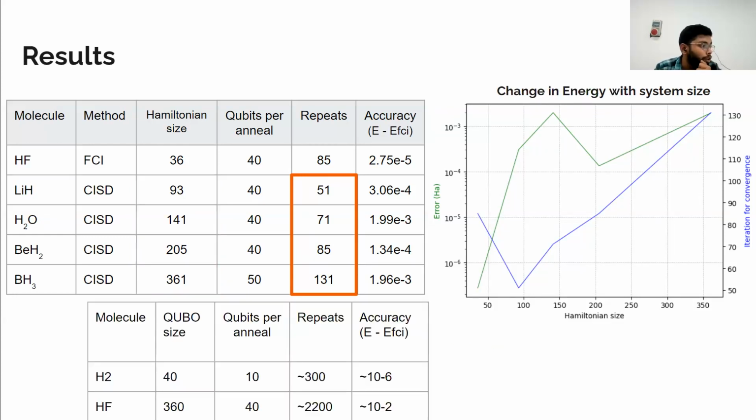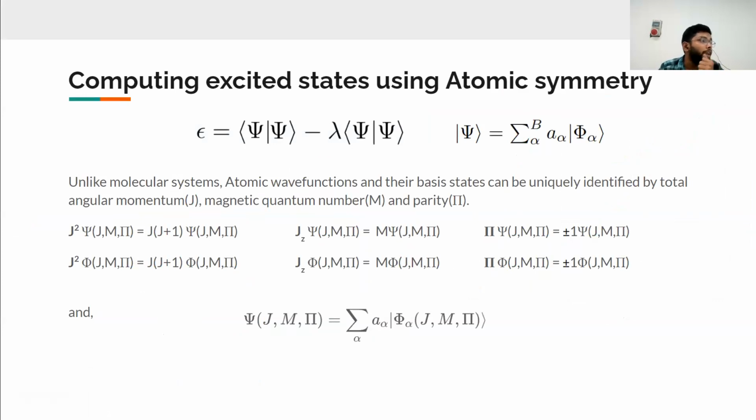Just to remind, the results that we got previously from QB-Solve's method required us 2,200 repeats for just the HF molecule, and the accuracy was also only till 10 to the power minus 2. So next, I will finally talk about how we use this method for computing excited states by taking advantage of the atomic symmetries in the case of atomic systems.